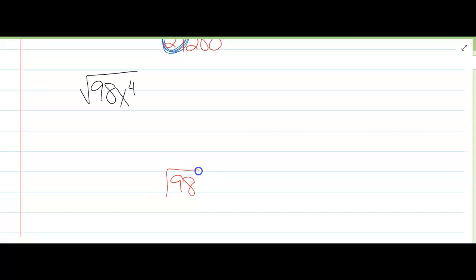So let's do one more of the cake method, and then I'll show you the other, probably quicker method. So let's do the square root of 98x to the 4th. For the 98, you're going to start your cake down here. We're going to add a layer.